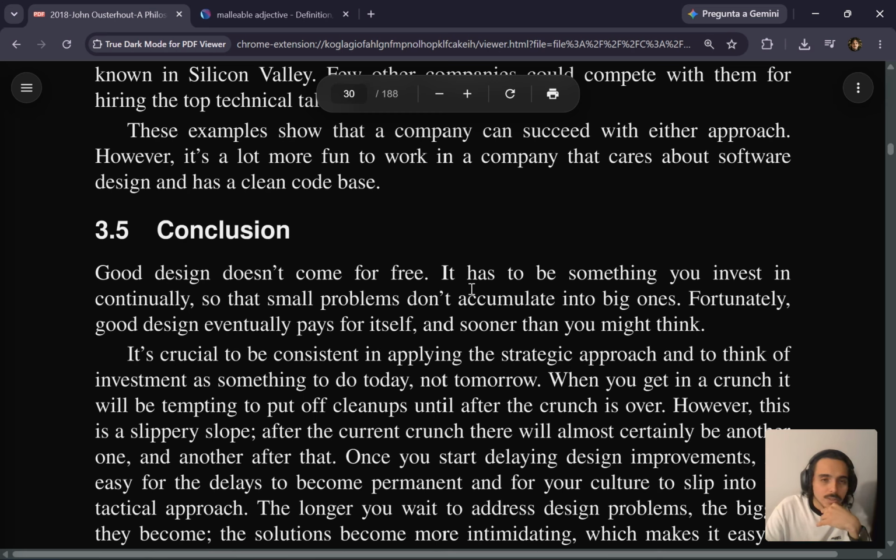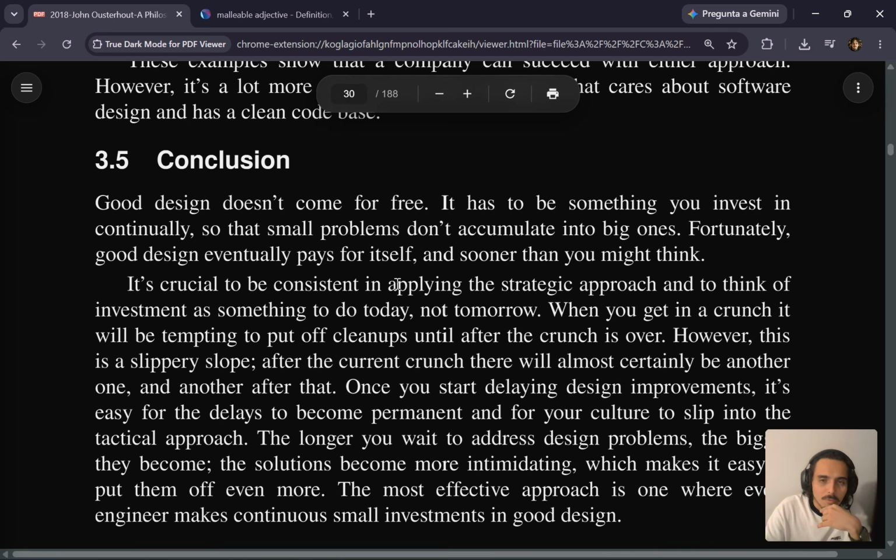So, conclusion: good design doesn't come for free. It has to be something you invest in continually so that small problems don't accumulate into big ones. Fortunately, good design eventually pays for itself, and sooner than you might think.